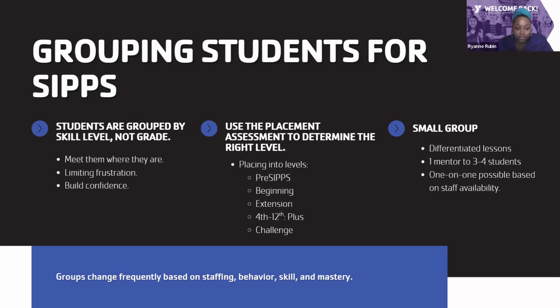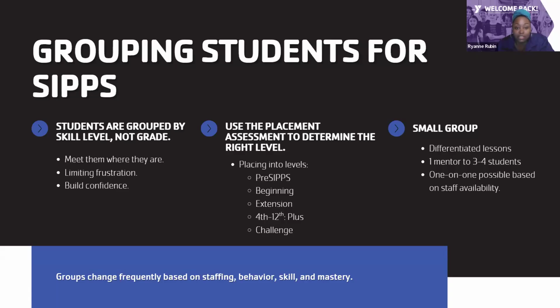Grouping students for SIPPS. Students are grouped by skill level, not grade. Keep that in mind. This way we're meeting them where they are. We're limiting frustration, and we're building confidence. As we get further into the curriculum, you may find that you test the students and it doesn't work out initially. You're able to retest or reevaluate a student as needed. That way, if for some reason they are not where they need to be, you can meet them there.